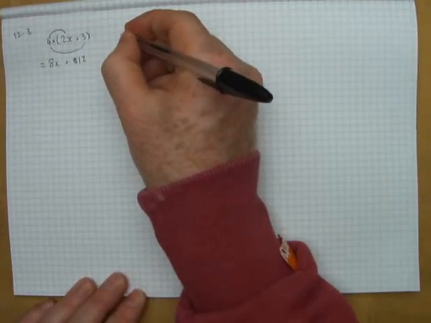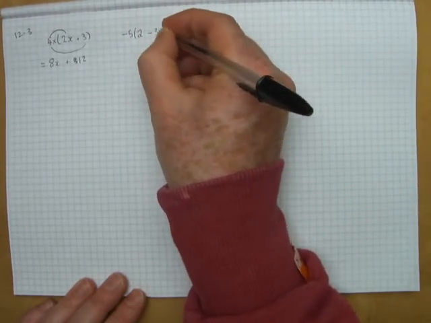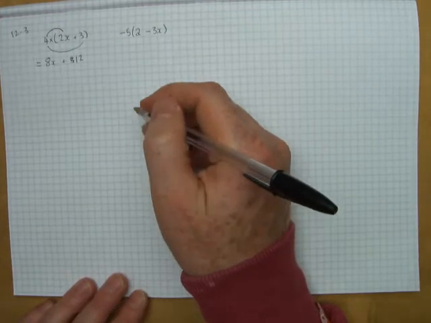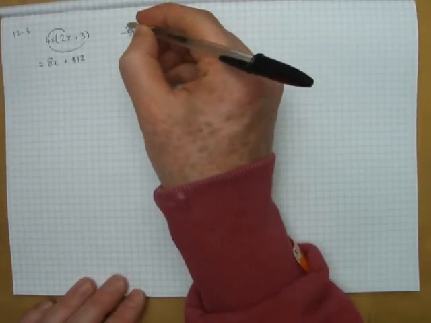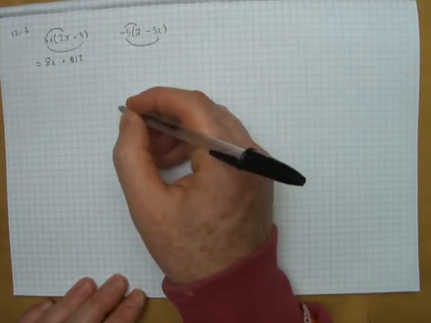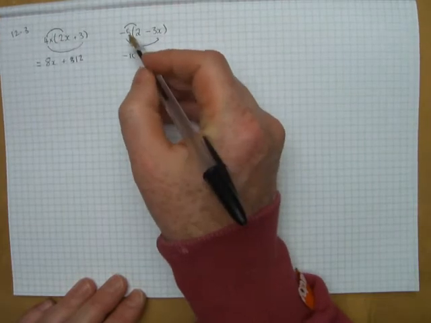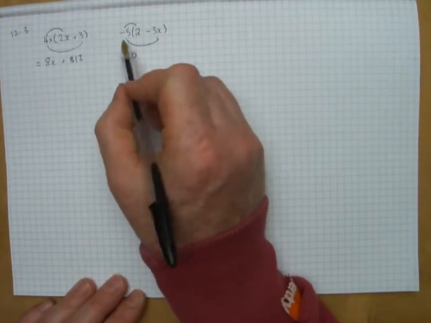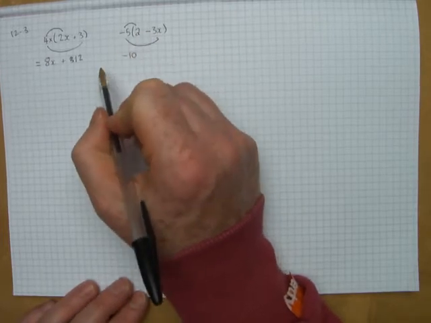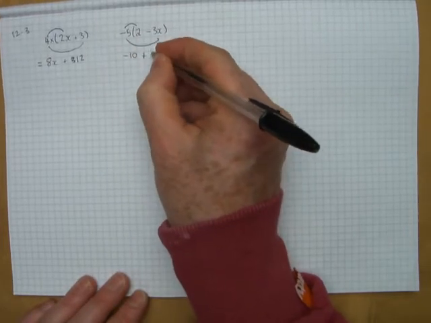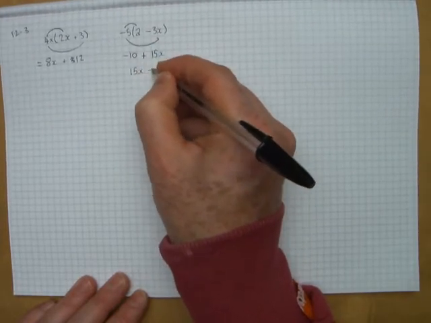If we had minus 5 outside of a bracket and 2 minus 3x inside the bracket, we'd have to multiply everything inside the bracket by what's outside. So 5 times 2 would be 10, but because it's minus 5, that makes it minus 10. 5 times 3x would be 15x, but we need to think about the signs. And a minus times a minus is a plus, so we actually get plus 15x. And we could write that differently as 15x minus 10.